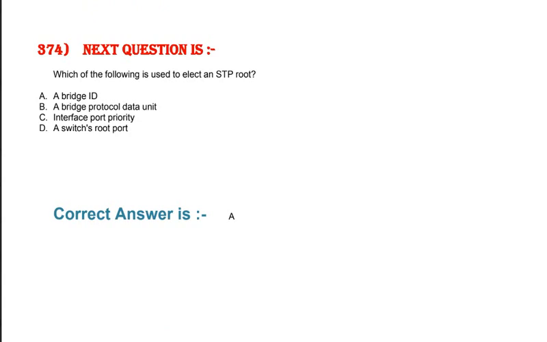Question is, which of the following is used to elect an STP root? Option A, a bridge ID. Option B, a bridge protocol data unit. Option C, interface port priority. Option D, a switch root port. Correct answer is option A.